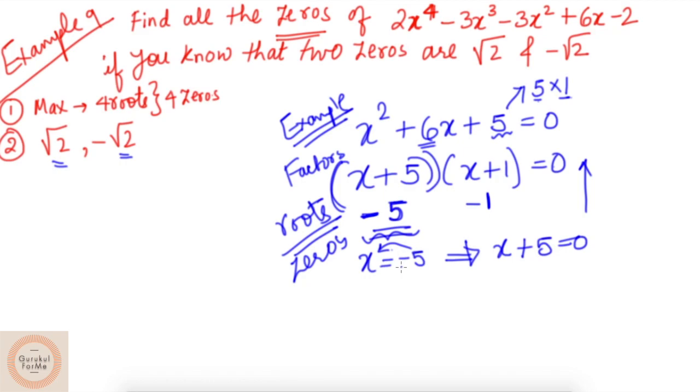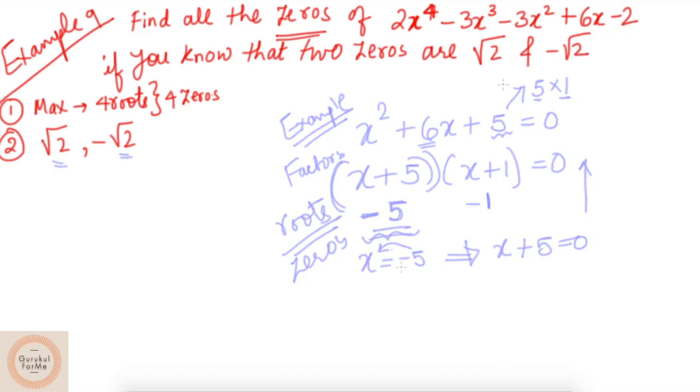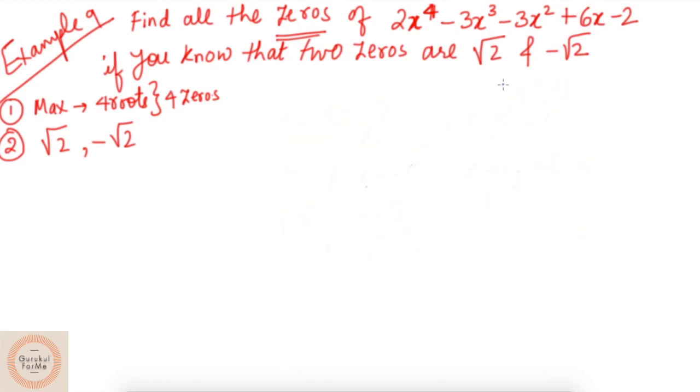Okay. Similar analogy. Now let's go to step 2. So we saw now the analogy of a quadratic equation. So can we say that the two roots here are x is equal to root 2 and x is equal to minus root 2? So can we say which are the factors here?